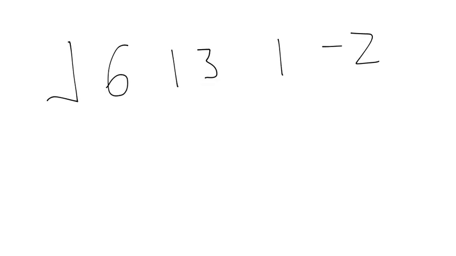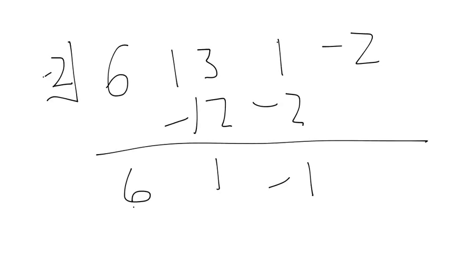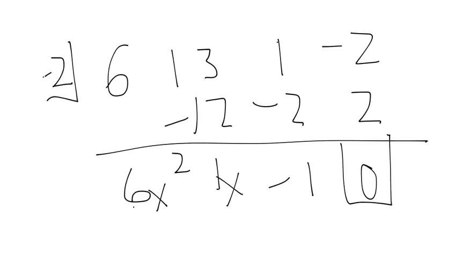let's check another one of those roots, say negative 2. Let's see if negative 2 is a root. Bring down your 6. 6 times negative 2 is negative 12. 13 plus negative 12 would be 1. 1 times negative 2 is negative 2. 1 plus negative 2 is negative 1. Negative 1 times negative 2 is positive 2. Negative 2 plus 2 is 0. So now we have 6x squared plus x minus 1. So that tells you that x plus 2 is a factor.